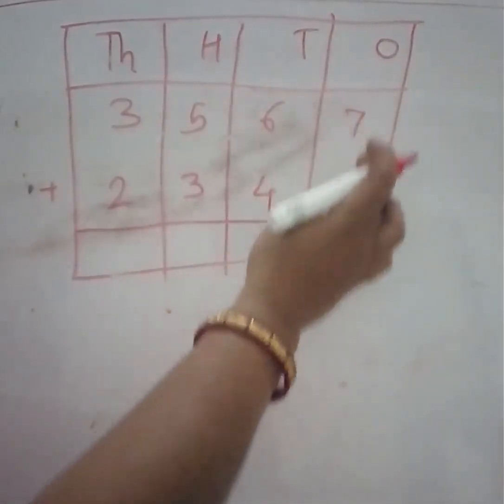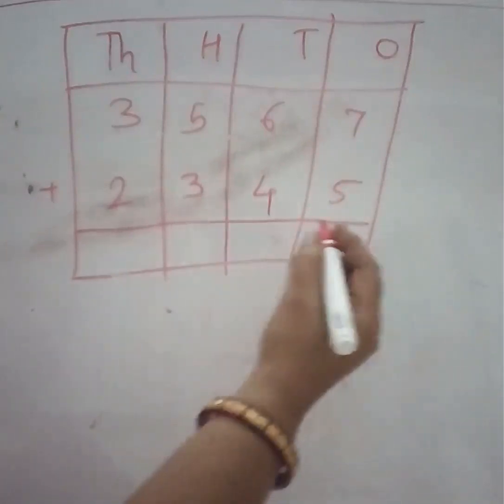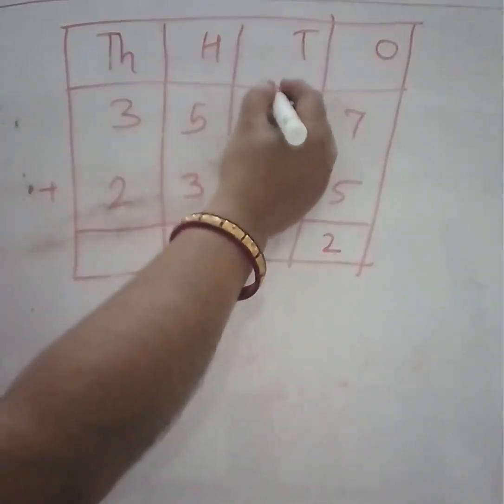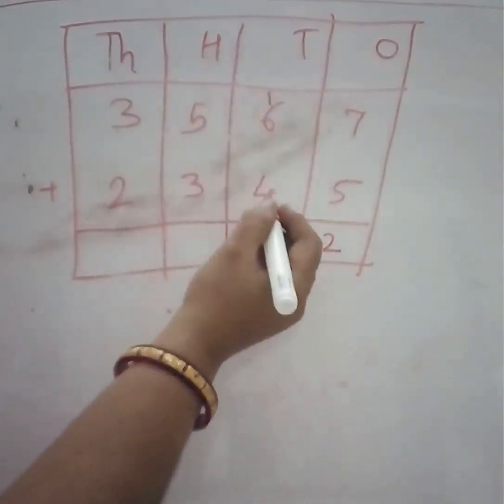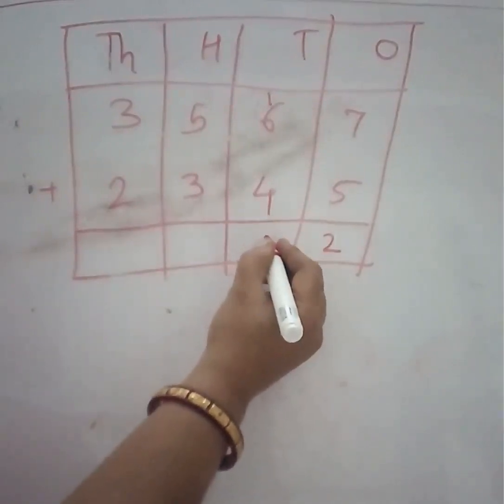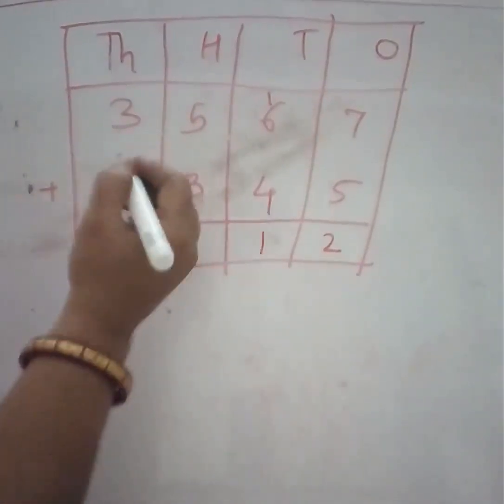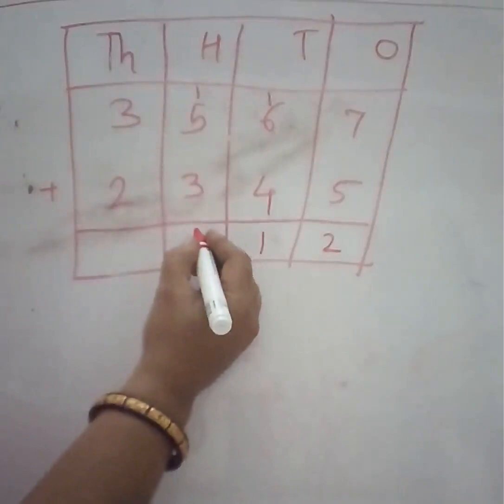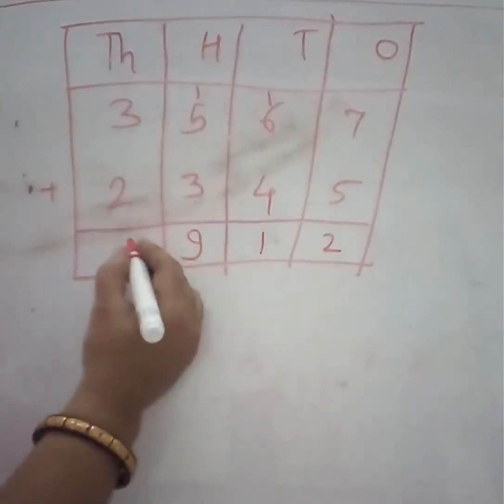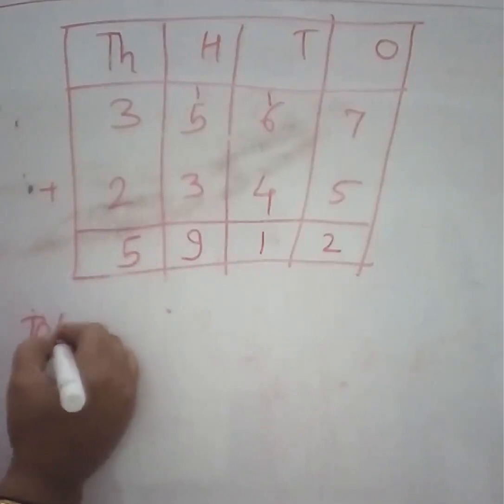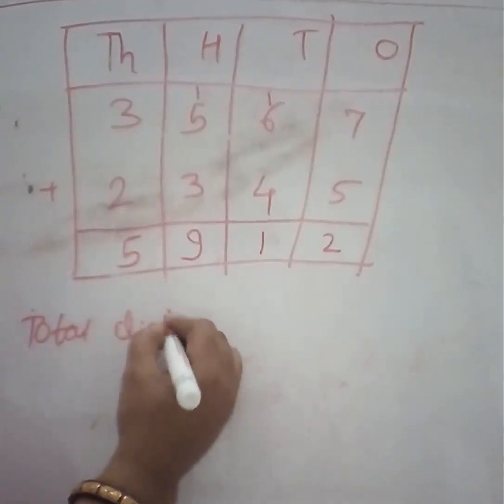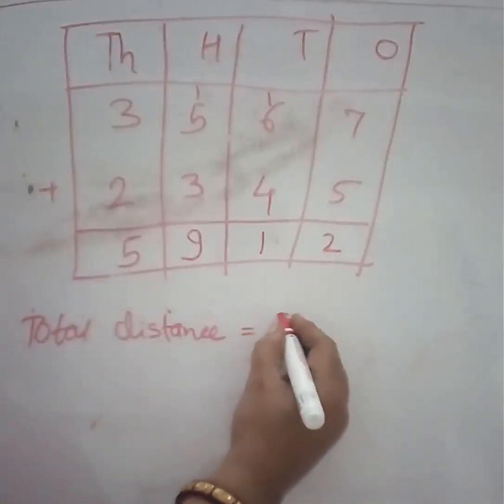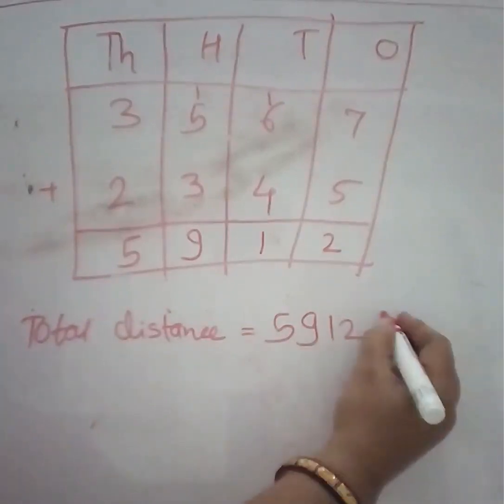If we add 7 and 5, we get 12. We write 2 here and carry 1. 6 and 1, 7. 7 and 4, 11. Again, we will write 1 here and carry 1. 4 and 3, 7, and 1, 8. 3 and 2, 5. So the total distance she flew is 5,912 kilometers.